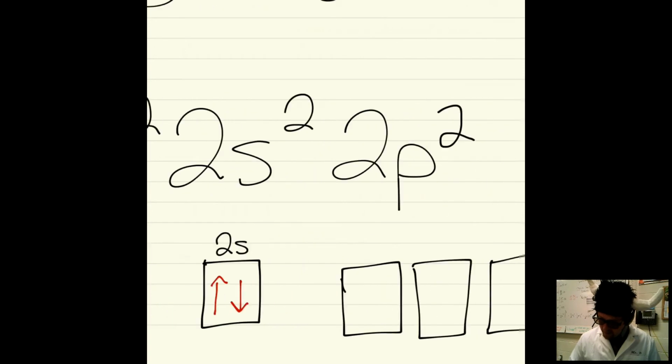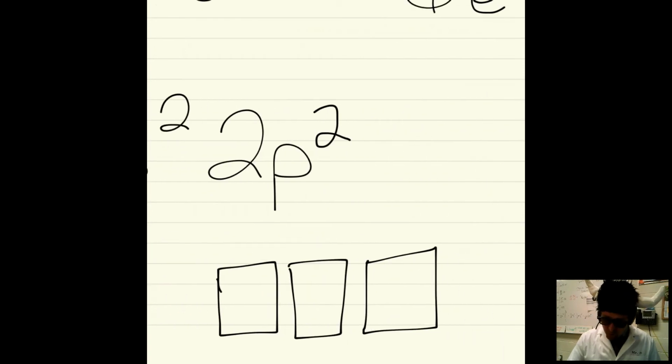And now we get to the 2p's. And we say, what do I do here? I have 2 electrons left. When it comes to a sublevel that has 3 or more orbitals, we have to follow that firsts before seconds rule. So we go 1, and then we go 2. And now I've used all the available electrons.